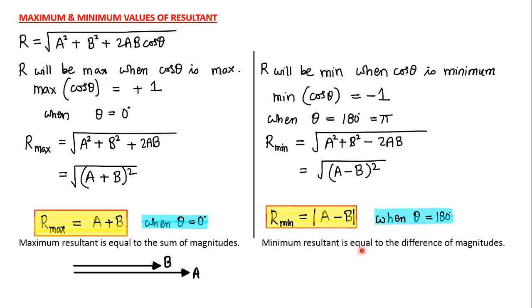So the minimum resultant is equal to the difference of the magnitudes. And this happens when angle theta is 180 degrees. That means the vectors are opposite to each other. So the final summary is that the maximum resultant of two vectors is equal to the sum of the magnitudes, and the minimum resultant is the difference of the magnitudes. Let us solve two questions based on this concept.